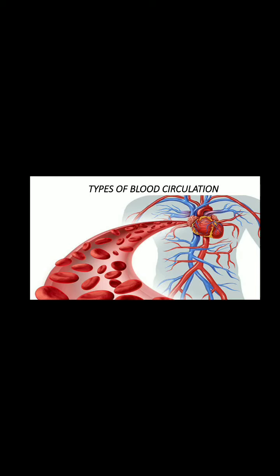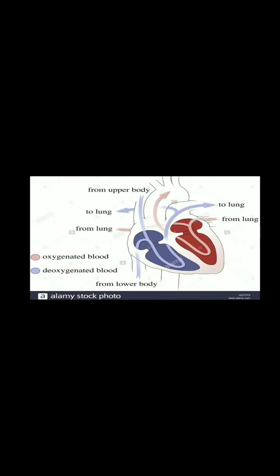Today's topic is types of blood circulation. There are three types of blood circulation. Before explaining the three types of blood circulation, let me tell you about the blood which is present in the heart. There are two types of blood in the heart, oxygenated and deoxygenated.